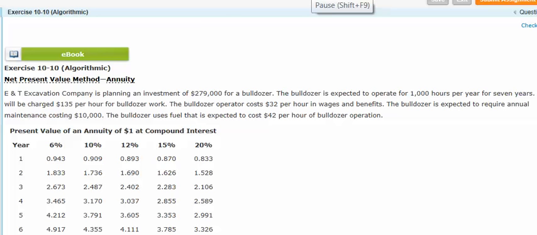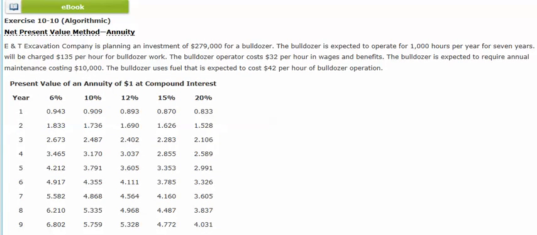This is exercise number 5 from chapter 10. We have a company where we're going to be looking at the net present value method for an annuity. An annuity is a series of equal payments. By definition, an annuity must be equal payments. In this case, we're going to receive a dollar amount that's going to be the same every year.